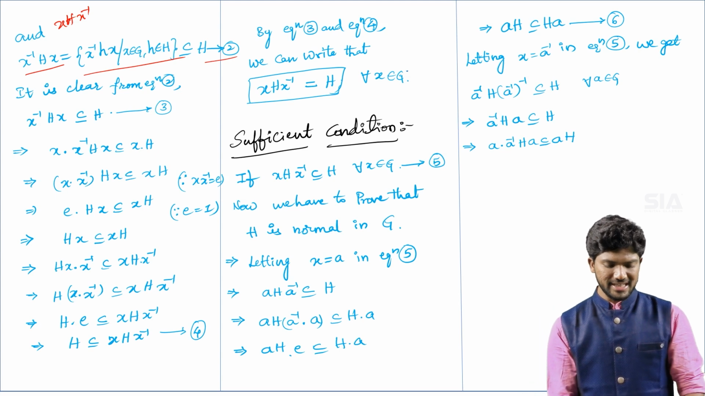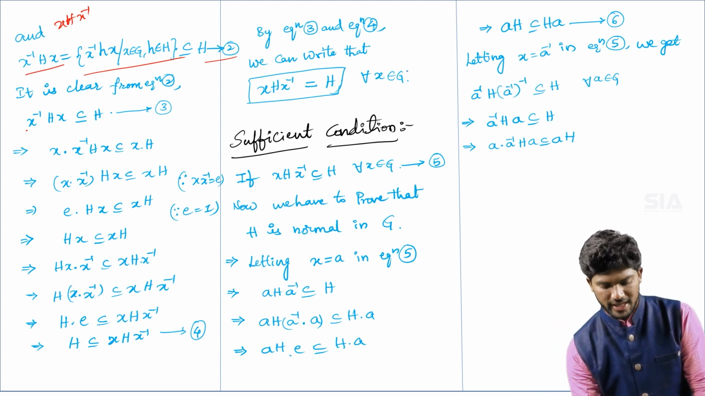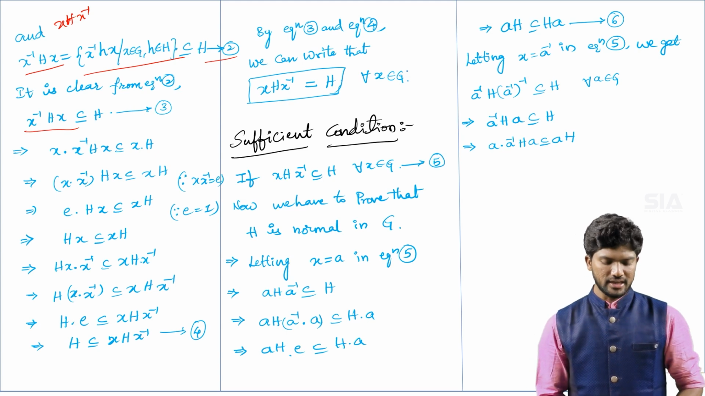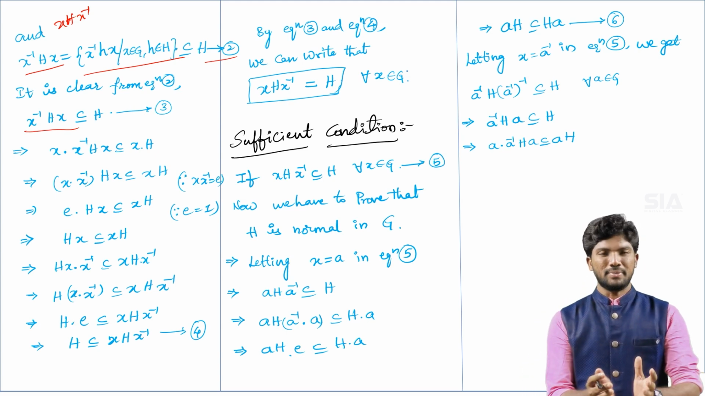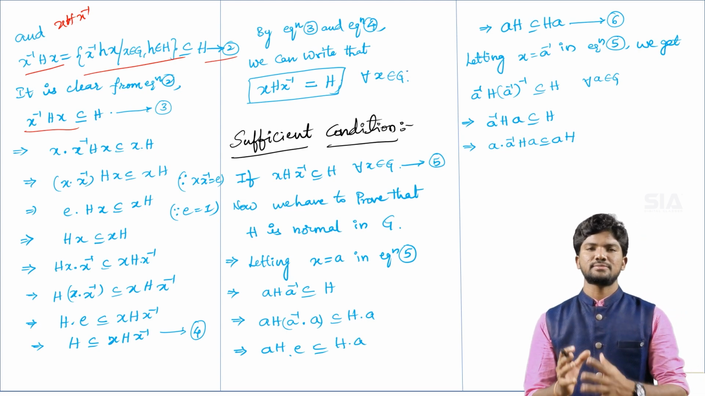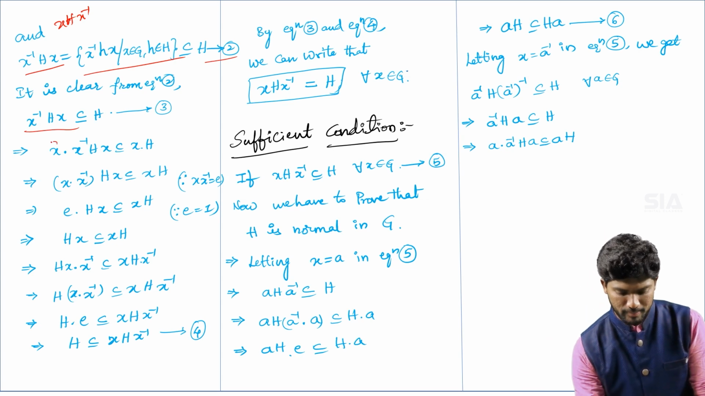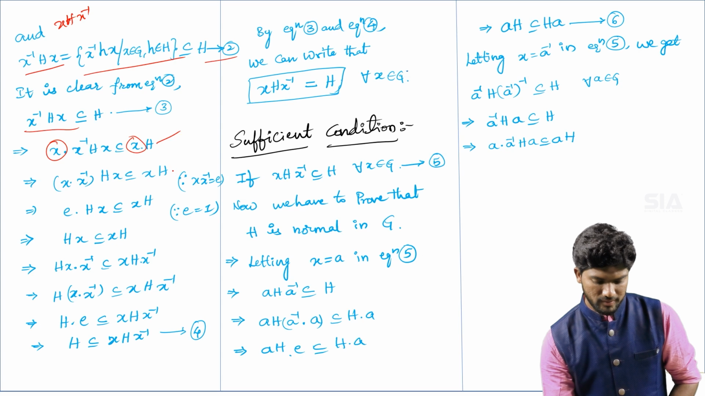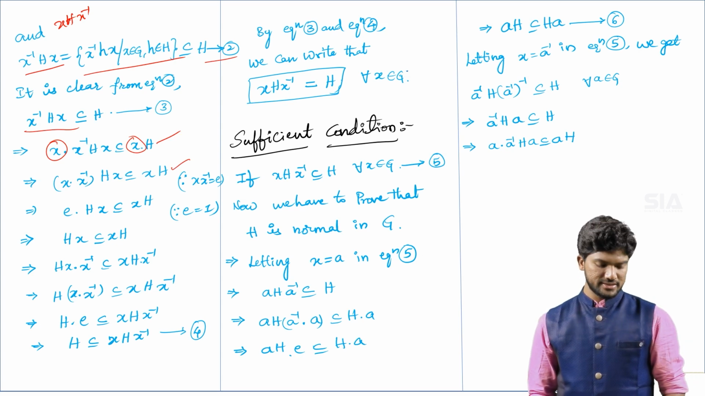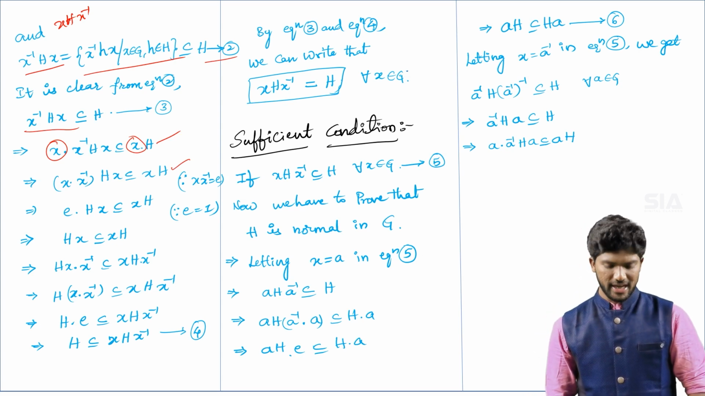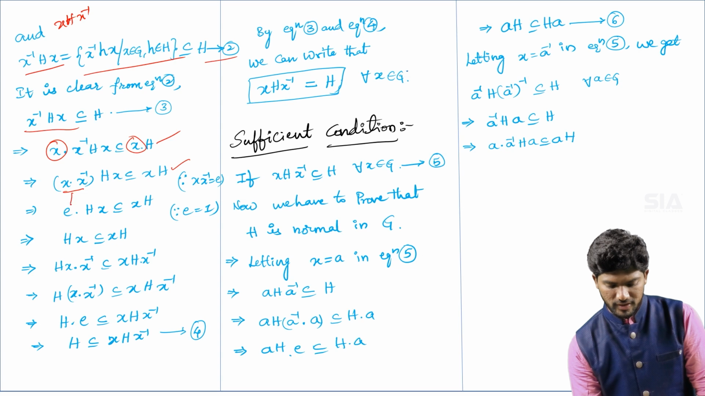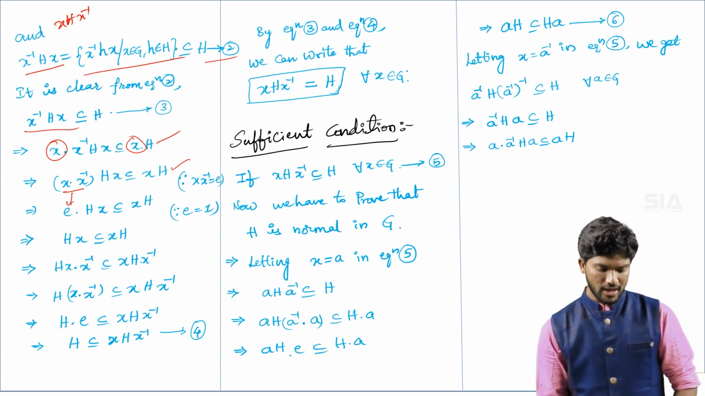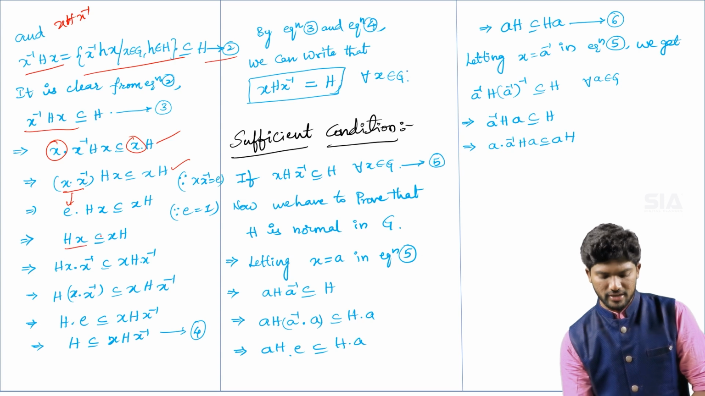So now it is clear from equation number 2 that x inverse hx is a subset of or equal to capital H. After taking equation number 3, now pre-multiply both sides with small x. Pre-multiplying with small x on both sides, you will get this step: x into x inverse hx is a subset of or equal to xH. Now according to the inverse property in a group, x into x inverse is equal to the identity element, and identity into something gives you that something again.